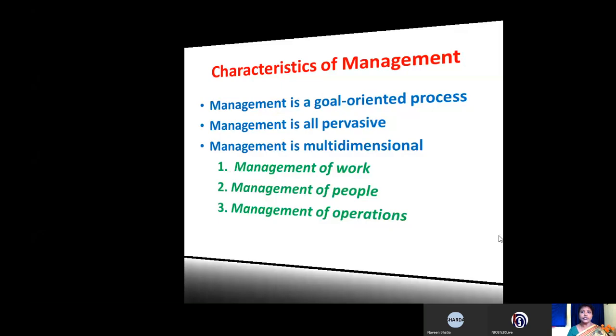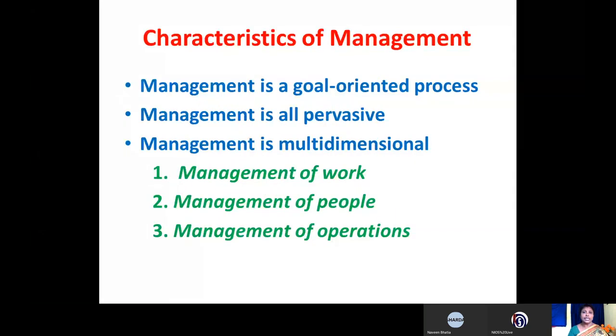multidimensional. You know, students, if you take a diamond, it has multi dimensions, and management has these three important dimensions. So management is multidimensional. What are the dimensions, students? The management of work, the management of people, and the management of operation.